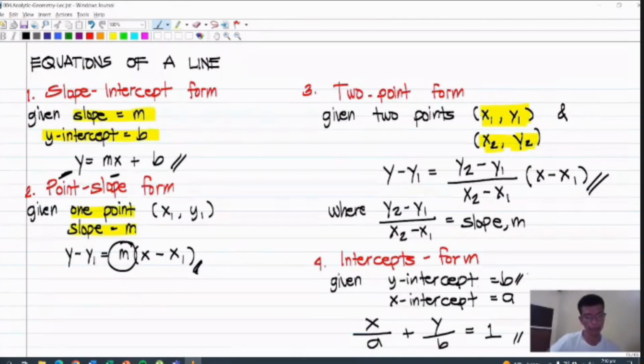And yung y-intercept, this is the value of y when x is equal to 0. Pwede natin gamitin ito. Halimbawa, pinahanap sa atin, what is the y-intercept? So, ang gawin nyo lang, isubstitute nyo lang yung x as 0. And yung x-intercept naman ay nakukuha when y is equal to 0.